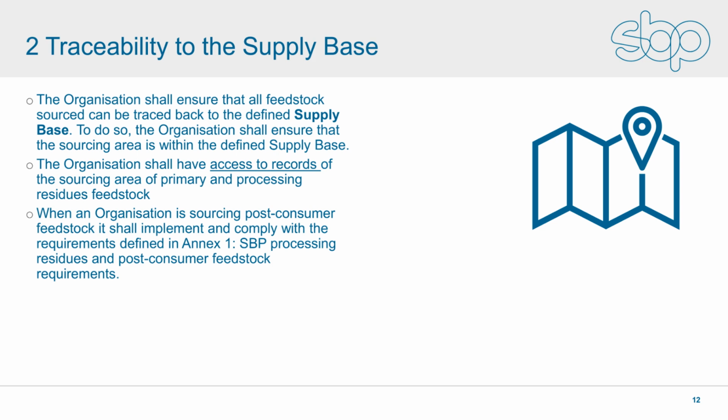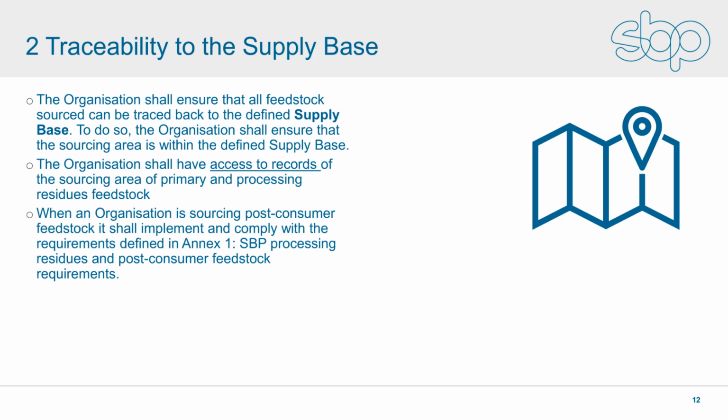The second requirement is specific to primary feedstock and processing residues. The organization must have access to records of the sourcing area for this feedstock. You need to know where it came from and have documentation to demonstrate it. Version 2.1 is explicit about this. Post-consumer feedstock is no longer included in this records requirement, only primary and processing residues. That documentation is also what feeds into the risk assessment process. You cannot evaluate risks in a sourcing area you cannot evidence.